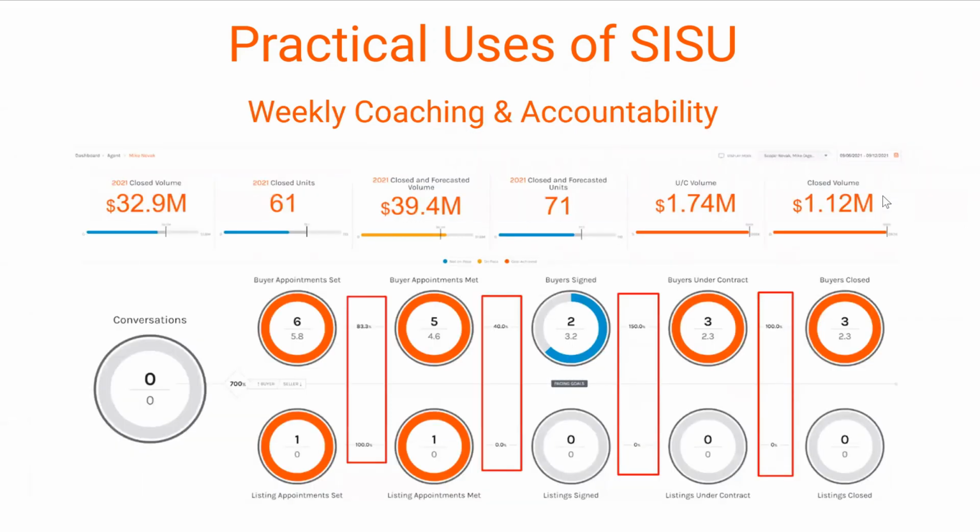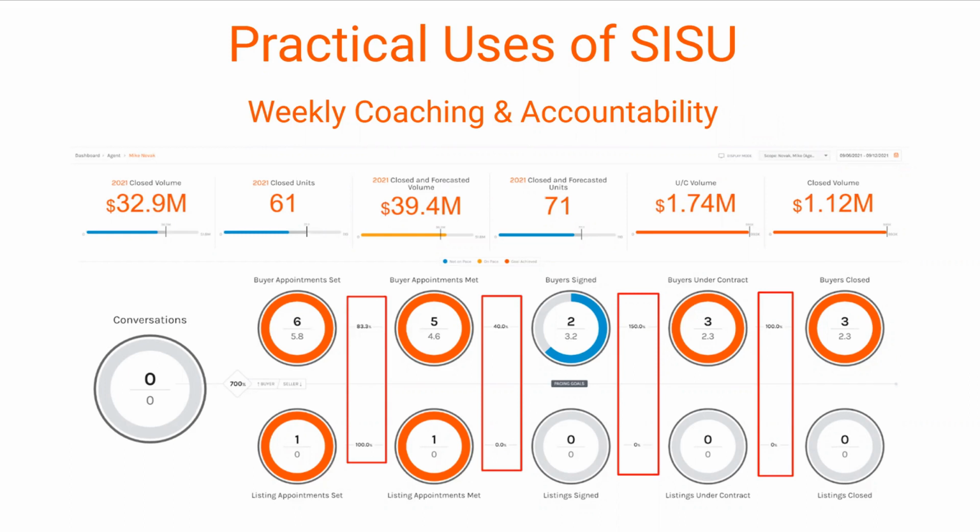This is the dashboard I talked about that I love so much. This is available to ISAs and also to agents within Sisu. And this to me is the best coaching tool on the planet. So this is a screenshot of mine from last year. You can see all the high level analytics just tracking on the top. And then what I really look at is the dials that you see down below. And again, back to the tags in the workflow process. We start with the set, we go to the met, we go to the signed, then we go under contract and we go to closed at that point.